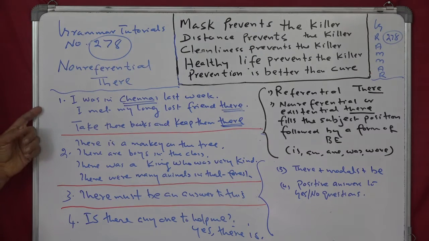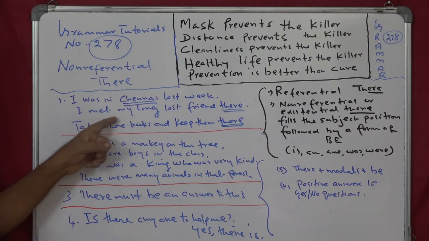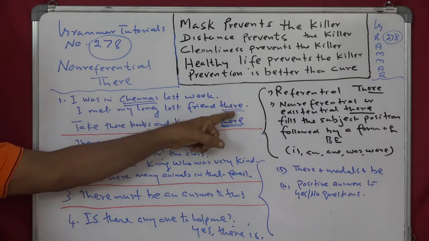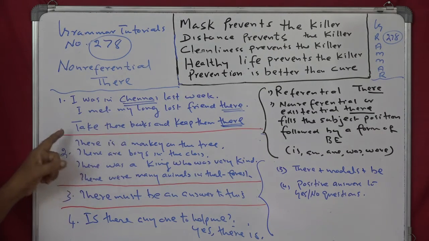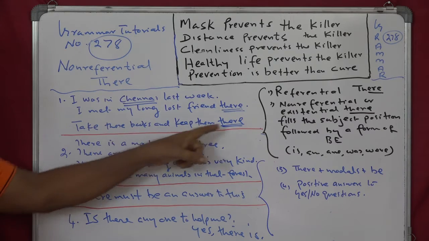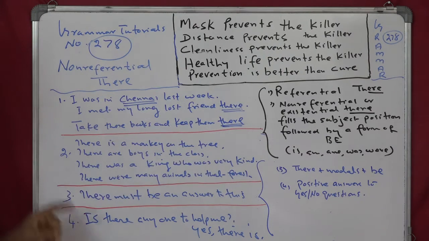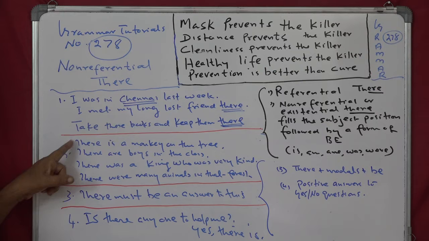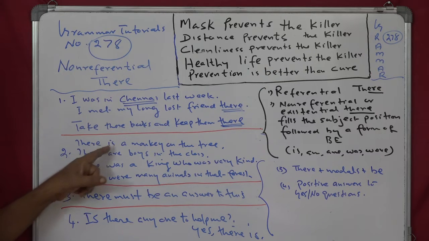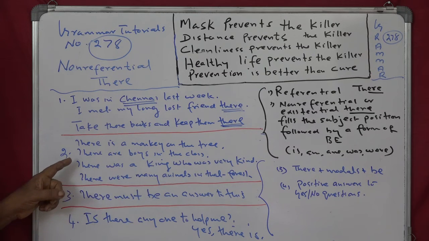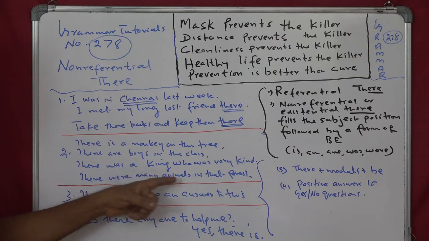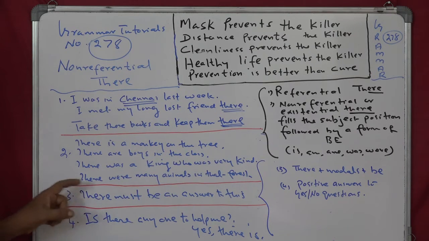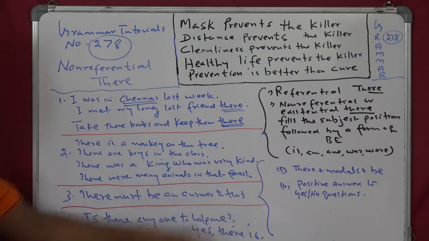You have the examples here. I was in Chennai last week. I met my long lost friend there. There means Chennai. Take those books and keep them there, a place. Second is there plus forms of to be: there is a monkey on the tree, there are boys on the grass, there was a king who was very kind, there were many animals in that forest.